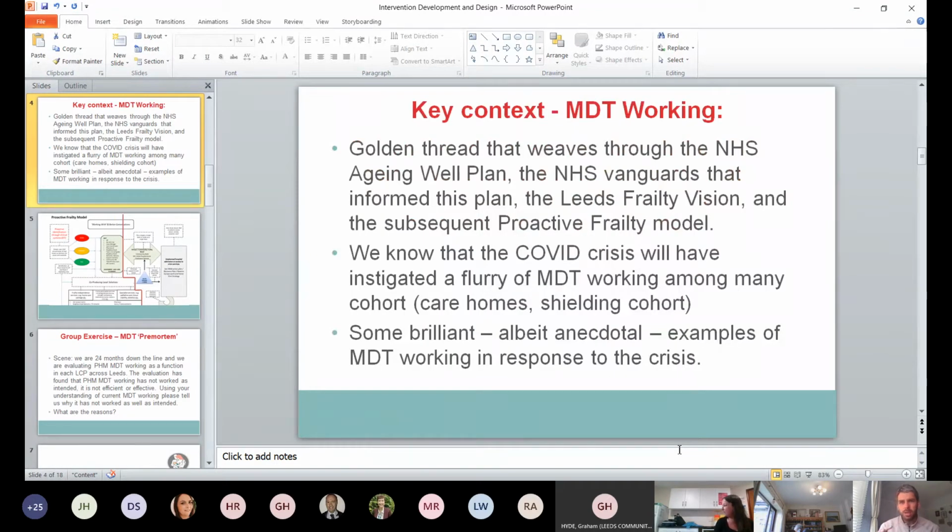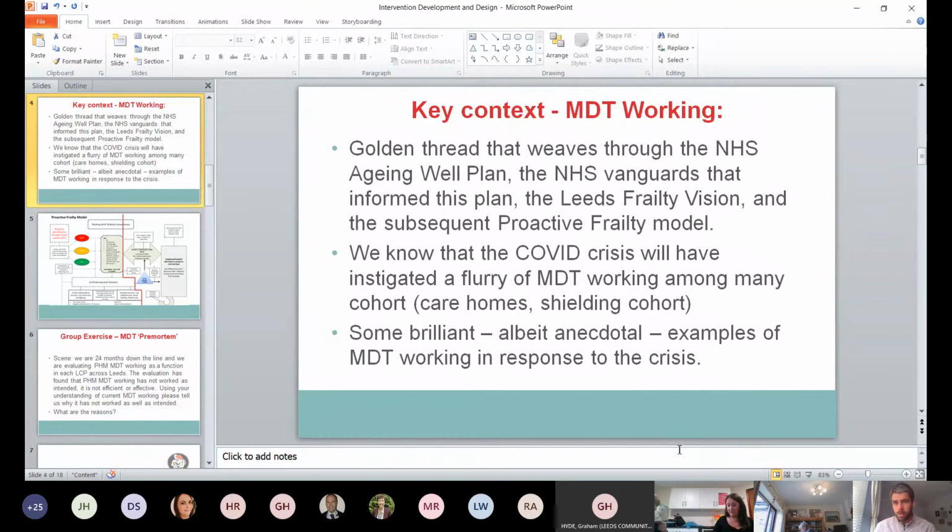So that multidisciplinary team working seems to be that golden thread between the NHS Age and Well plan and also the vanguards that inform that plan. So those vanguards are small, isolated pilot projects that do something on a small scale, learn from it, and then extrapolate into and inform the Age and Well plan. The multidisciplinary team working was key within that.